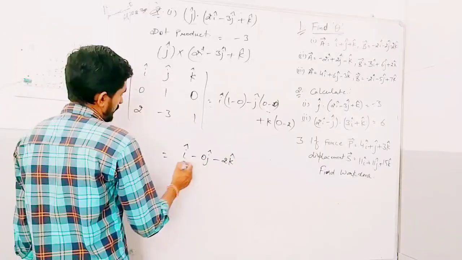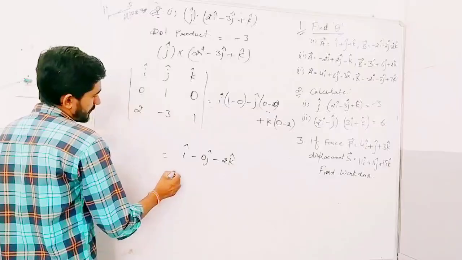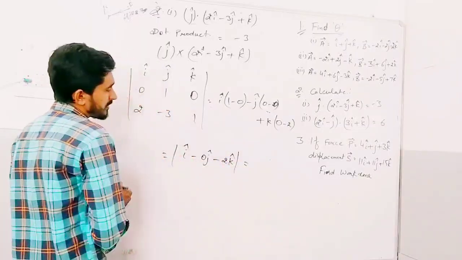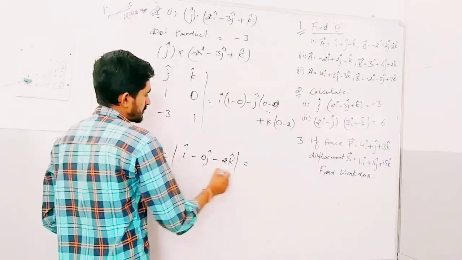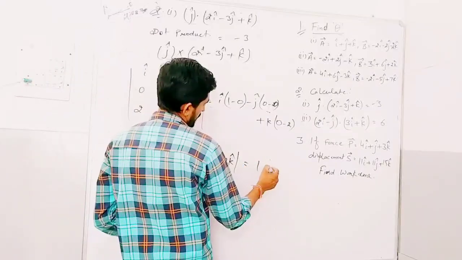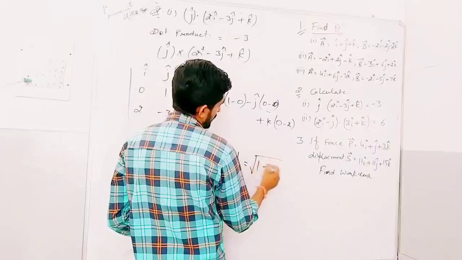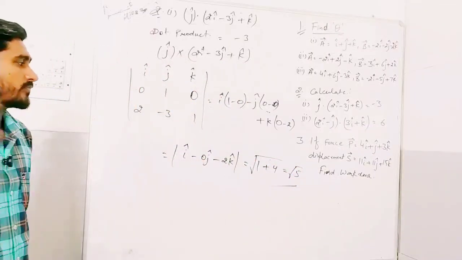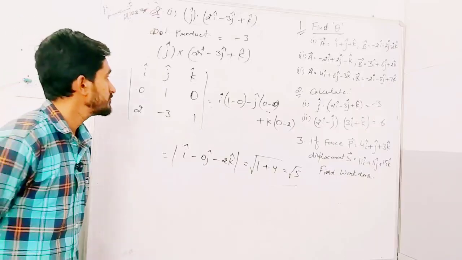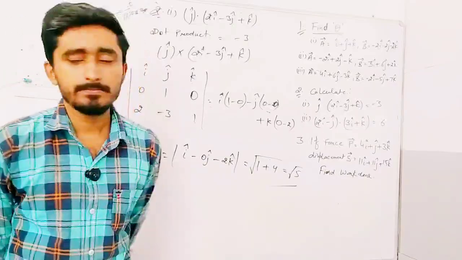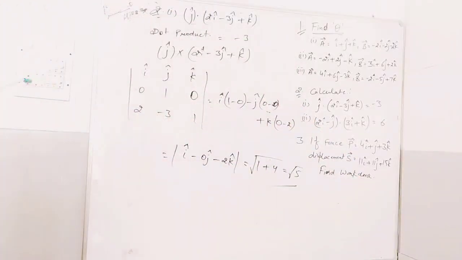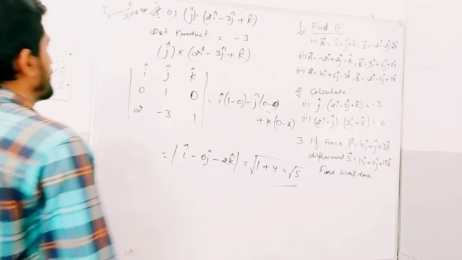Its magnitude will be, what will be its magnitude? 1 plus 4, this is under root 5. Its magnitude will be under root 5. I hope it is clear. Note it down, and if you want to take a screenshot, you can. I am erasing it.